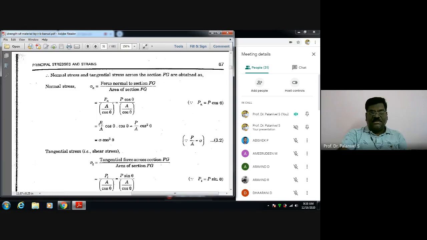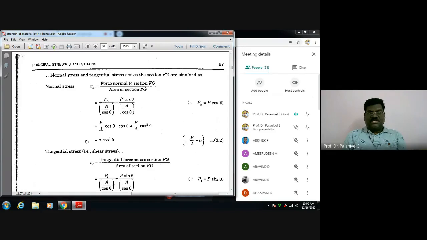P cos theta, divided by A by cos theta, which is P by A cos theta into cos theta, so P by A cos square theta, so sigma cos square theta. Therefore, the normal stress sigma n is equal to sigma cos square theta. This is called the transformation equation. There are many cases: a body subject to a biaxial state of stress and a triaxial state of stress. For every case, we can get this kind of transformation equation.